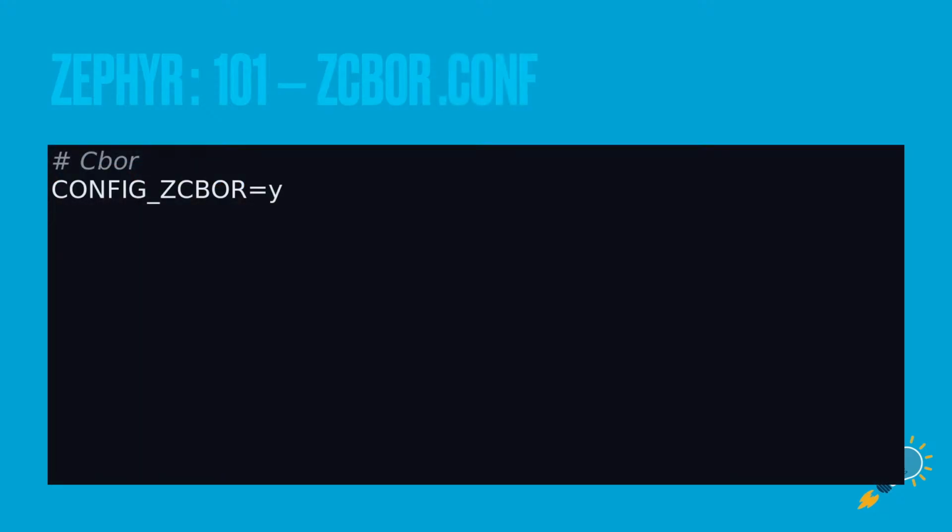To turn it on, all you got to do is set config in your prj.conf. You can do config Zcbor equals yes, and that will allow you to pull in the headers and actually use the Zcbor API.